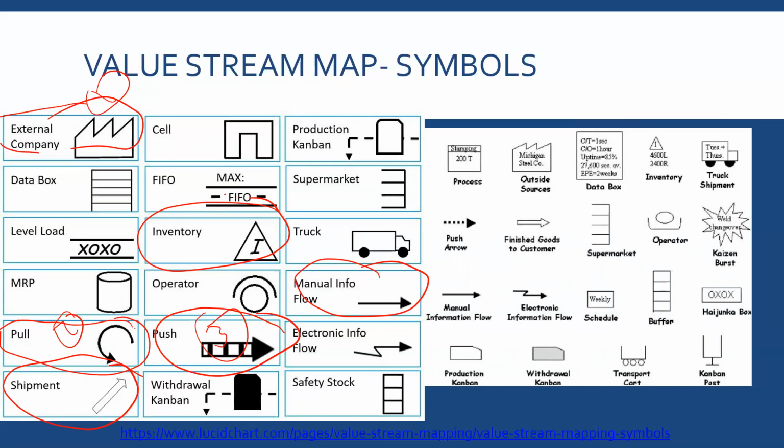Some of the lean concepts you probably want to be familiar with are the production Kanban, withdraw Kanban, first in, first out, and a cell, combining more than one operation at once. I did put something here on the right side as well.